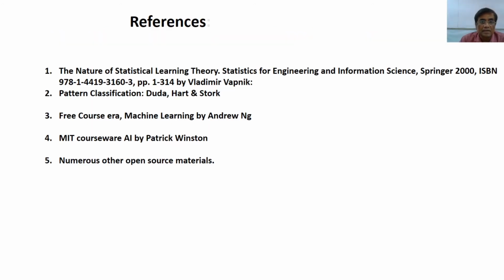Okay. So at the end, I would like to give you the references. This is The Nature of Statistical Learning Theory. Vladimir Vapnik did a wonderful job in introducing the support vector machine concept and the kernel concept. Then Pattern Classification by Duda, Hart and Stork, the free Coursera machine learning course by Andrew Ng, the MIT course by Patrick Winston, and numerous other open source materials you can refer to for further reading.